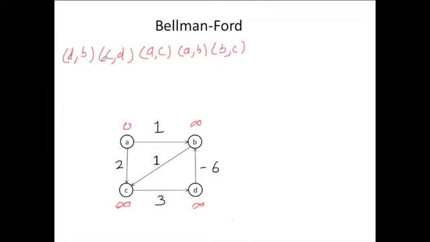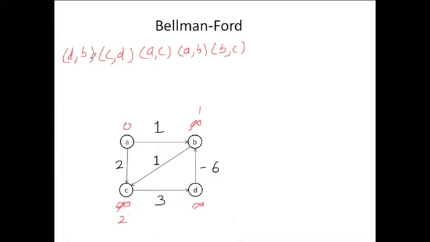Let us relax. D to B, infinity minus 6, infinity, no change. C to D, infinity plus 3, infinity, no change. A to C, 0 plus 2, that is smaller than infinity, so it will change. A to B, 0 plus 1, 1, so this will change to 1. Then B to C, 1 plus 1 is 2, and it's already 2, no change.